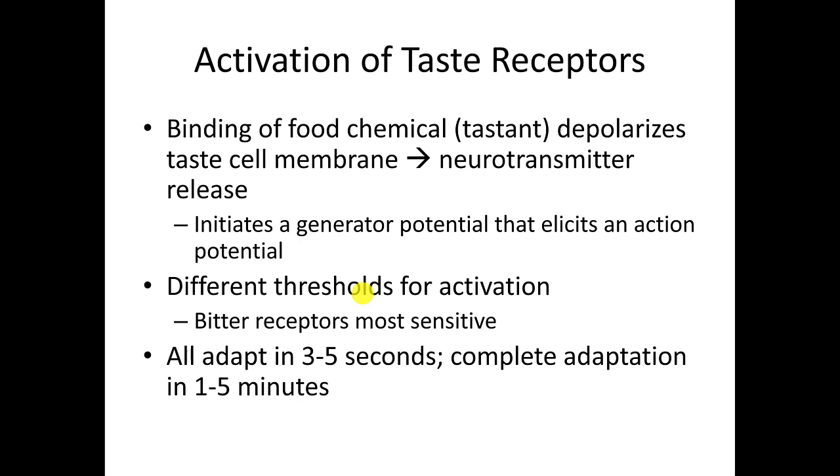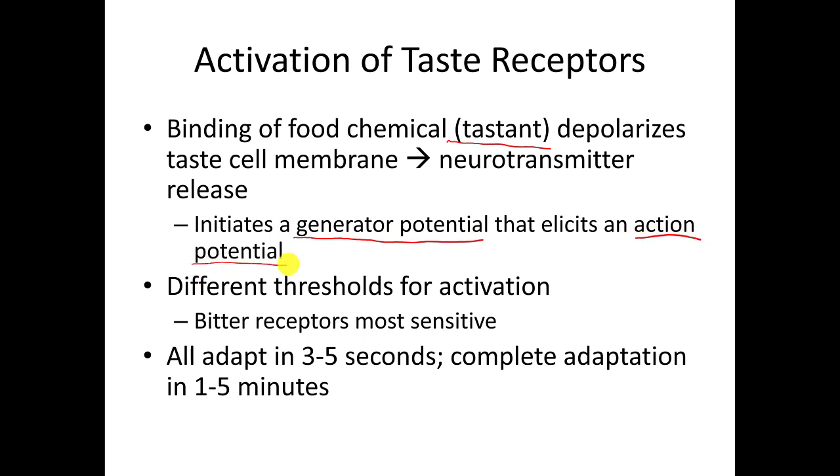Now, I want to talk a little bit about what activates those taste receptors. Again, it's the chemicals, we call them tastants, in our food. These depolarize the taste cell membrane, and it causes a neurotransmitter to get released. So remember, when we depolarize the membrane, it means that sodium ions come in, we change that membrane potential that we find within those neurons. And this is going to initiate what's called a generator potential, which is going to lead to an action potential.